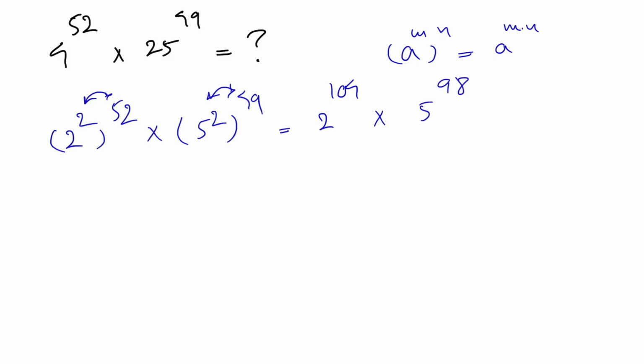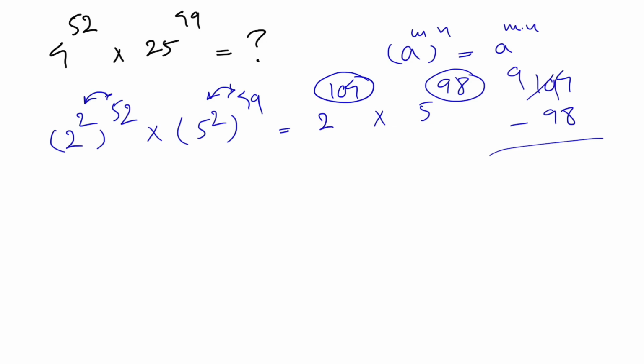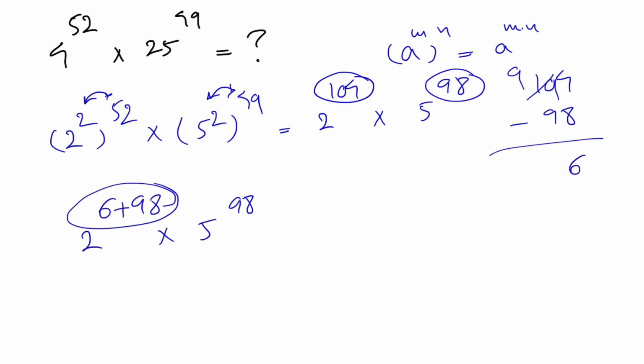So what's going to inspire us in here is that if we do 104 minus 98, what we get is 6. So this can be 2 to the power of 6 plus 98 times 5 to the power of 98, and this is something that's going to ring a bell for us from another law of exponent.